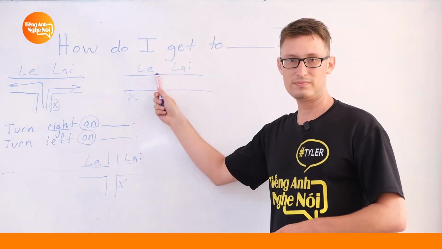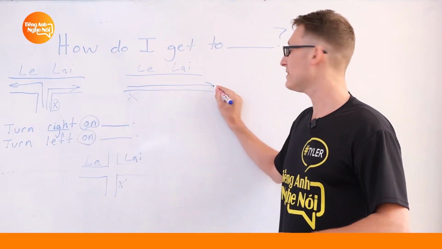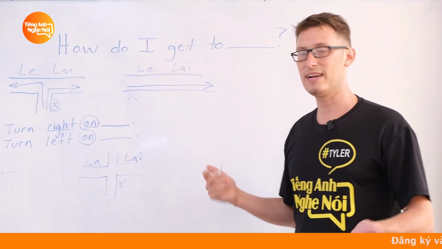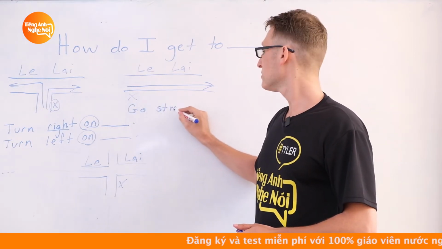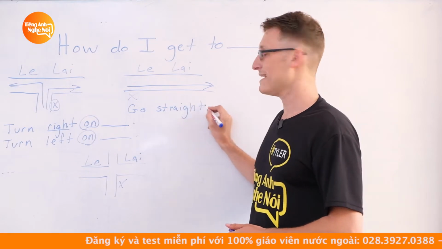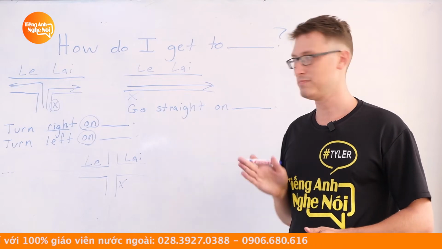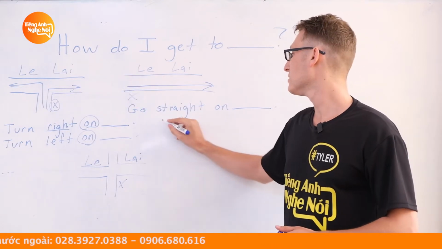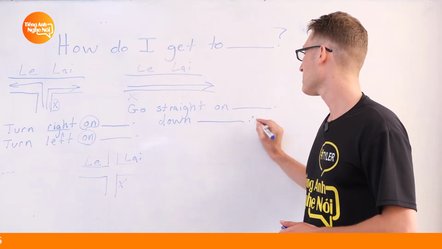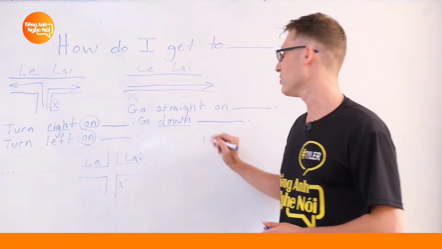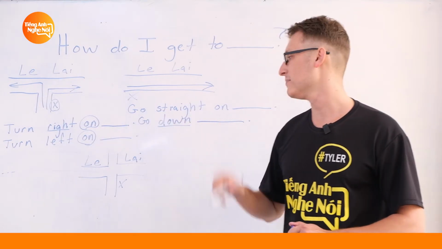Now, if you want me to go like this, very easy. Go straight on Lay Lai Street. Or you can say, go down Lay Lai Street. Go down. If you say go down, you don't need to say on.